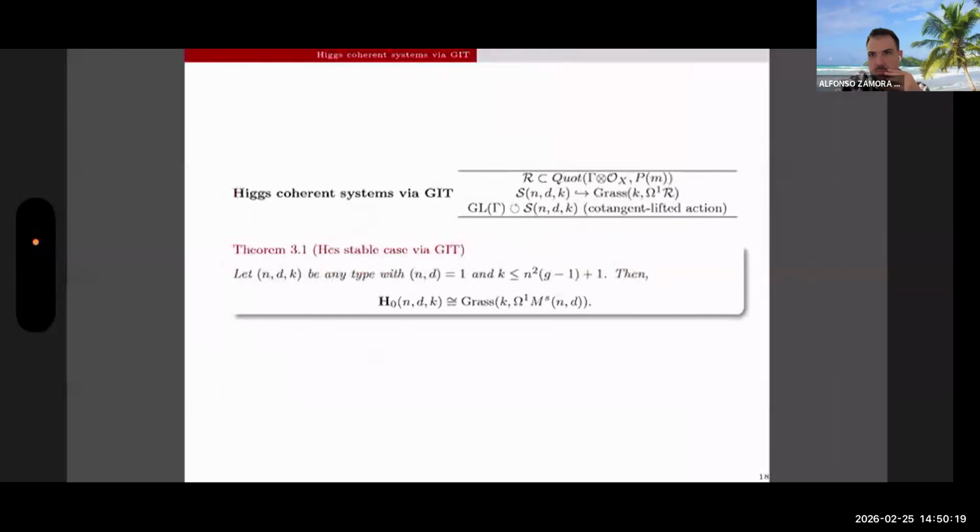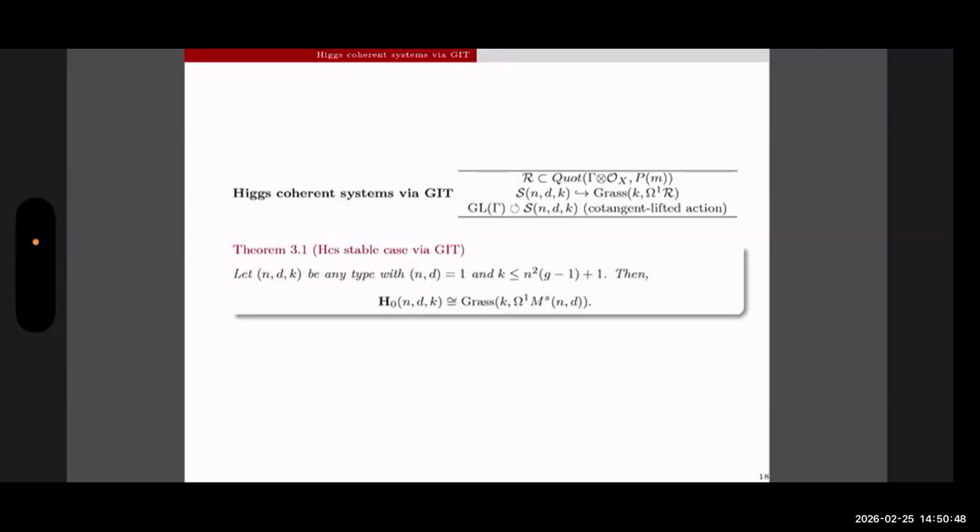In particular, this moduli space is the quotient of a subscheme of this Grassmannian bundle of that cotangent bundle, where R denotes a subscheme of this Grothendieck scheme, by the action of that special linear group. We can also prove that in the stable case, there exists a linearization such that the GIT quotient corresponds to the Grassmannian bundle we constructed previously.